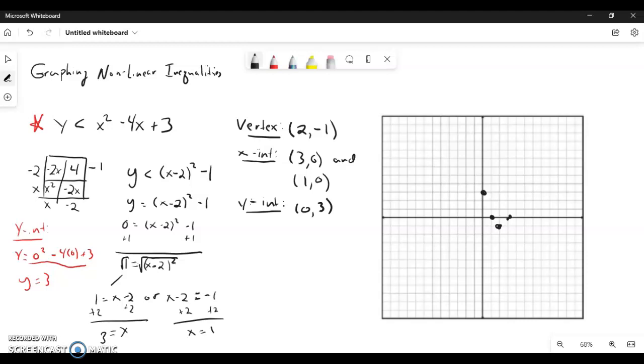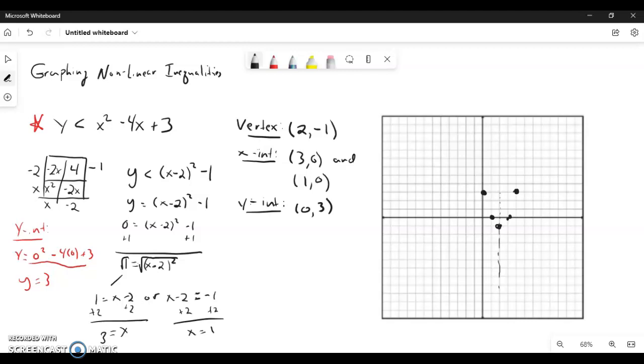So I went ahead and plotted all these points. Now don't forget, you have your line of symmetry here. Remember, that goes through that vertex, so you can find that point symmetrical, which will be right here with that y-intercept. Okay. Now that we have that, now we can start considering our solid or dashed line.